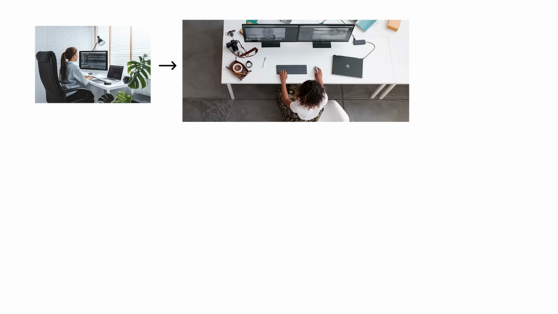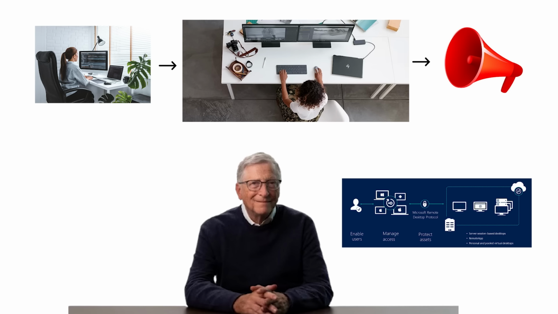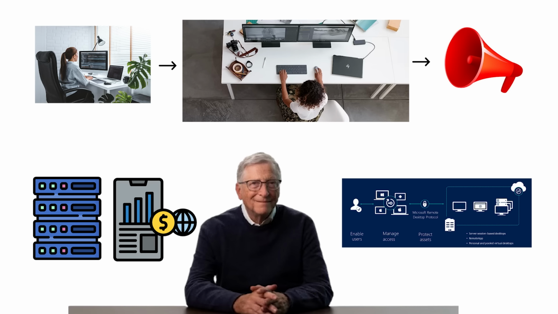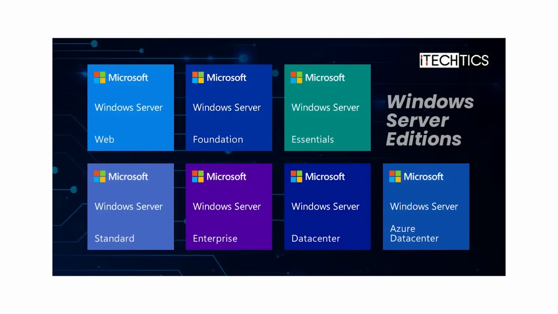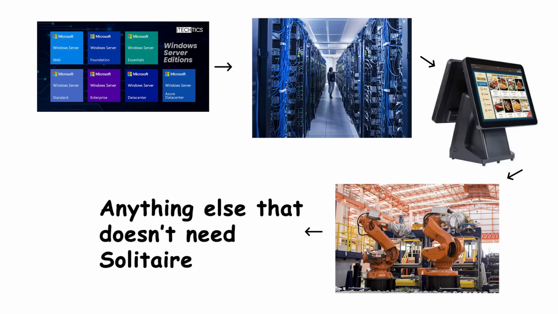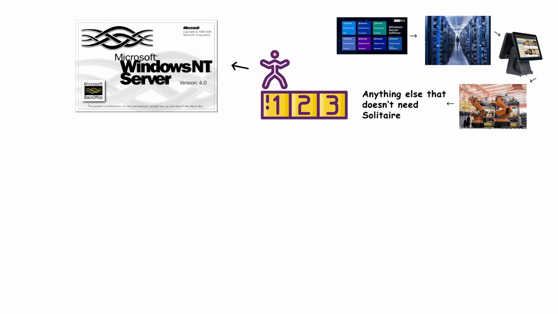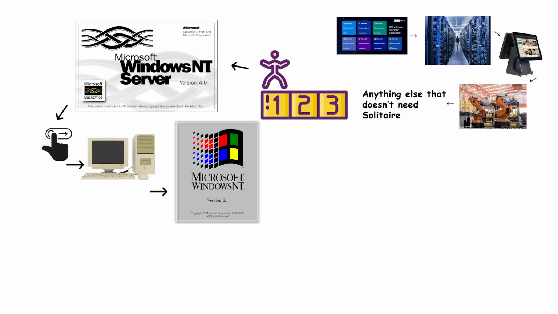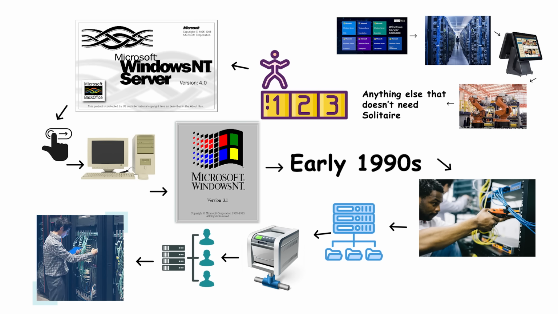Windows Server, and embedded versions. While home and office computers got all the attention, Microsoft quietly built an entire parallel family of Windows versions for businesses and machines that never sit at a desk. These are the Windows Server and Windows Embedded editions, designed for data centers, cash registers, factory robots, and anything else that doesn't need solitaire. The first major step came with Windows NT Server, launched alongside the desktop NT line in the early 1990s. It was engineered for networks, file sharing, printers, user accounts, and all the stuff your office IT guy swears is very complicated.